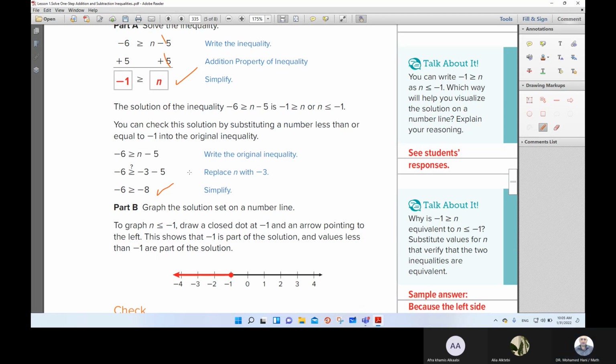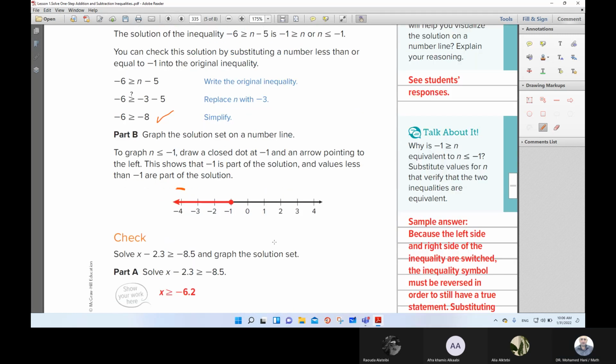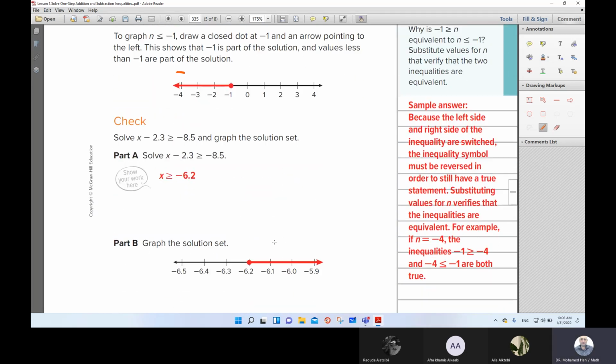When you want to graph, you can draw the number line. Represent here negative 1. Then, as you see in the sign, we have equal, so draw a shaded circle, or solid circle, or closed circle. Then n less than means the values of n before negative 1, from negative 1 and before negative 1. Before negative 1, the direction will be where? To the negative side. Is it okay? And here we have the same idea.